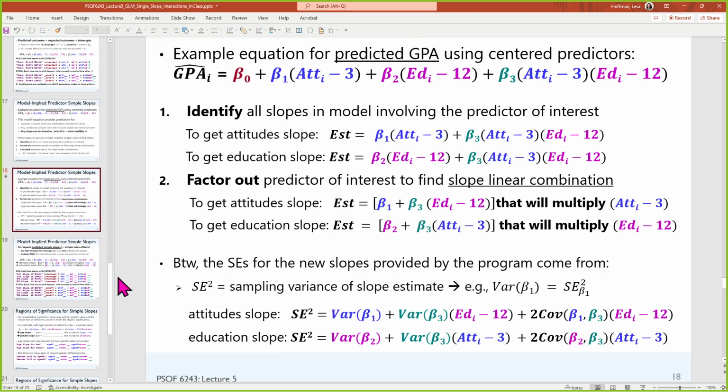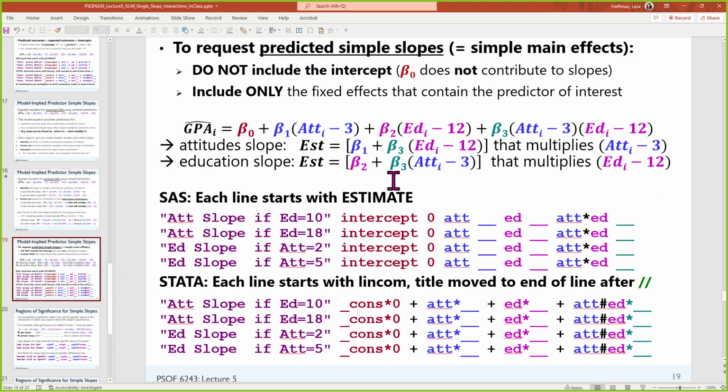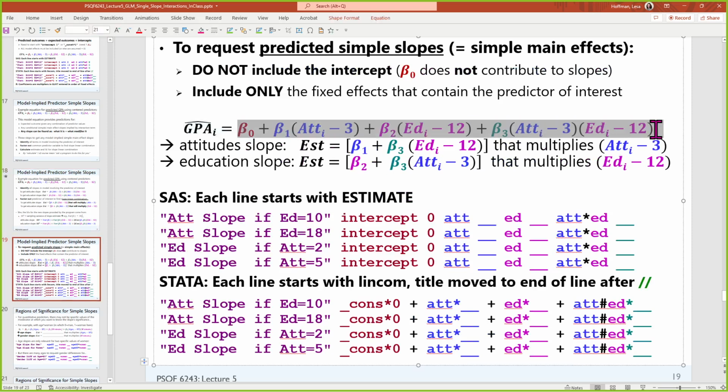Okay. Want to practice? So again, here's my model. If I select all the terms that have the slope of interest and then factor it out, here are the ingredients. So let's start with this one. This is how the model says the slope of attitudes should be constructed for any level of education. The slope of attitudes is only equal to just beta 1 if education is 0, because that's when this second part drops out. That's why we interpret this as the slope of attitudes specifically when education is 0.